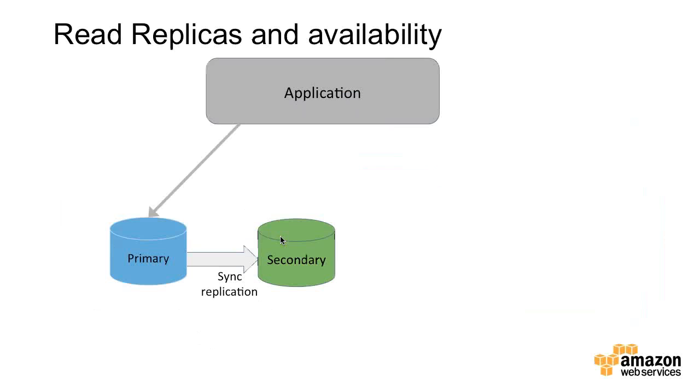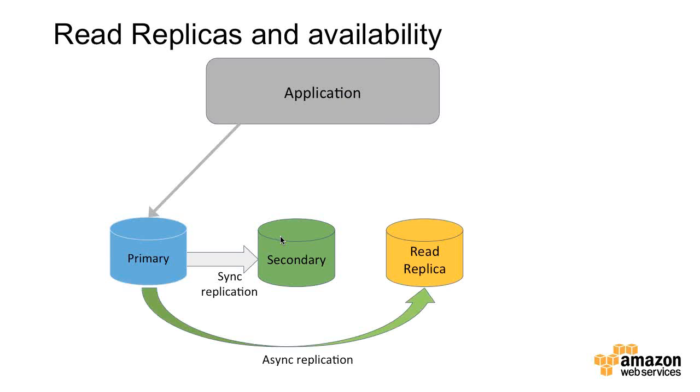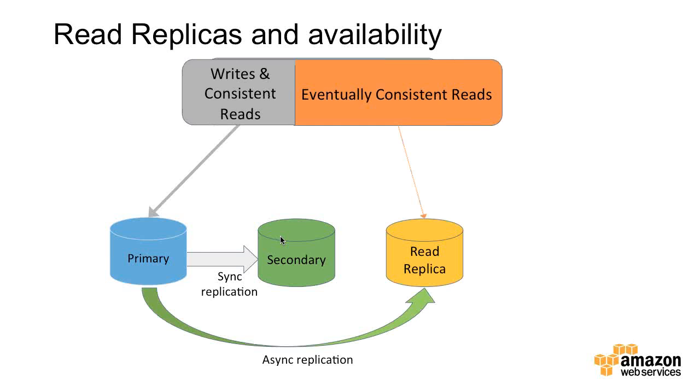So how do Read Replicas help us with availability? Your application continues to read from the primary database, and you are running read replicas, which use asynchronous replication from the primary to the read replica. Consistent reads happen from the primary, and writes always go to the primary. Eventually consistent reads come to the read replica.